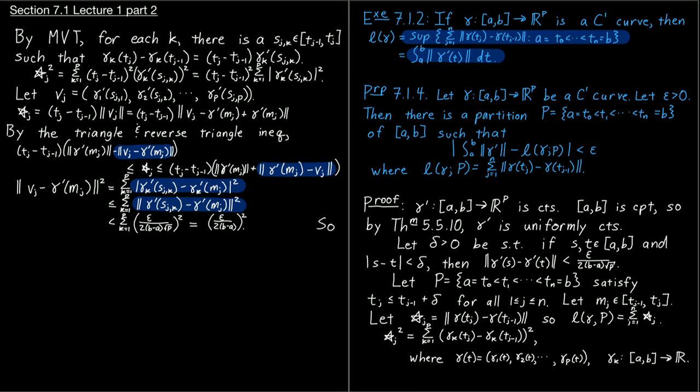So let's put this all together. We can write this as tj minus tj minus 1, and now let me put an infimum over this interval, tj minus 1 up to tj, of our norm of gamma prime. Then we subtract epsilon over 2 times b minus a. That's less than or equal to the thing with our mj's.